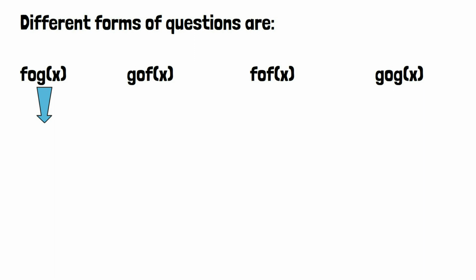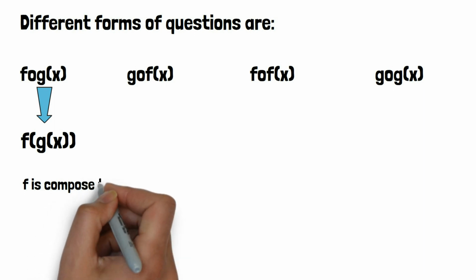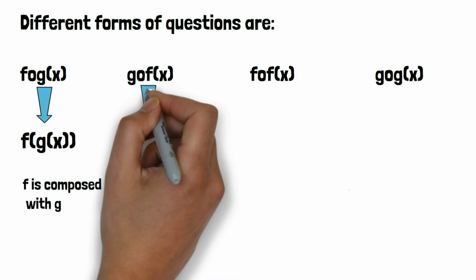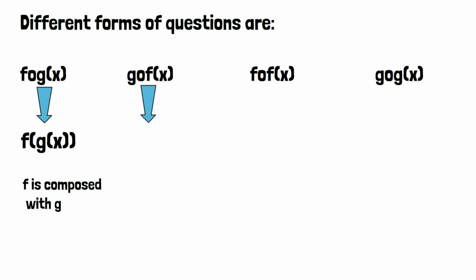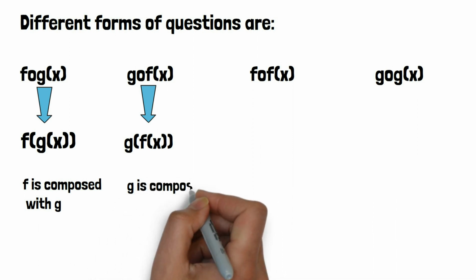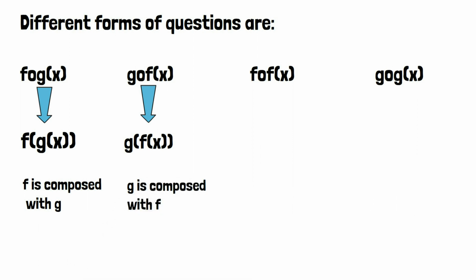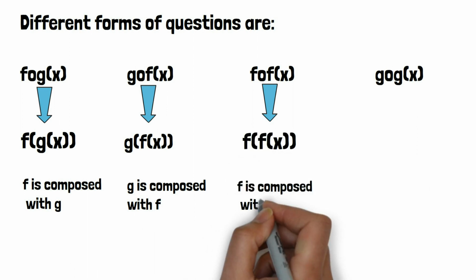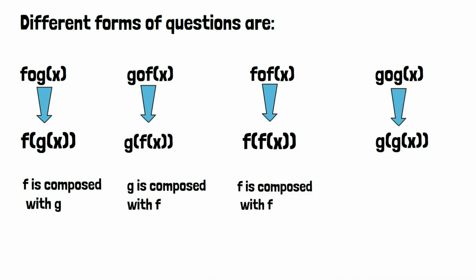Like the first one, f of g of x, we can also write it in the form f composed with g of x, and it means f is composed with g. It means the function f is applied on the function g of x. The next one is g of f of x. It can also be pronounced as g is composed with f. It means function g is applied on the function f. Similarly, in f of f of x, f is composed with f, and in g of g of x, g is composed with g. It means function g is applied on the function g.